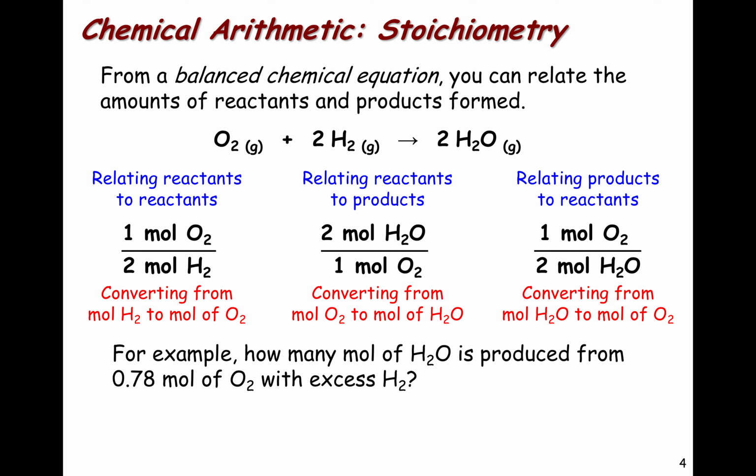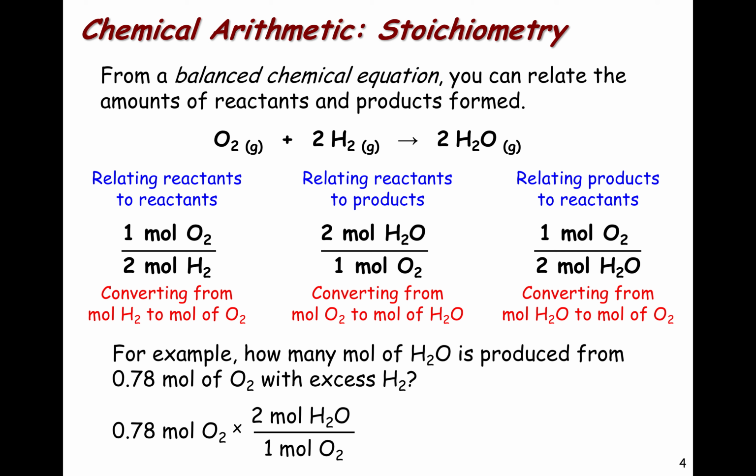So, as an example, if we ask how many moles of water can be produced from 0.78 moles of O2 if there is an excess of elemental hydrogen, we would start with the given in the problem, which is the 0.78 moles of O2, and we see that we want to use a conversion factor that will go from the O2 to the water, because water is the goal of the question.